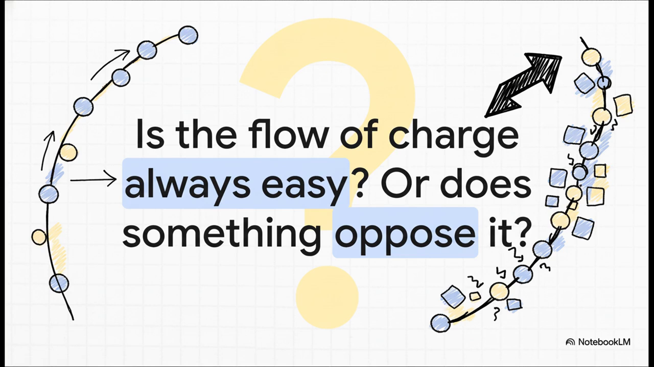Is this flow of charge always smooth and easy? Or is there something inside the wire itself that tries to oppose this flow? That something is called resistance, and we will explore that very important concept in our next lesson.